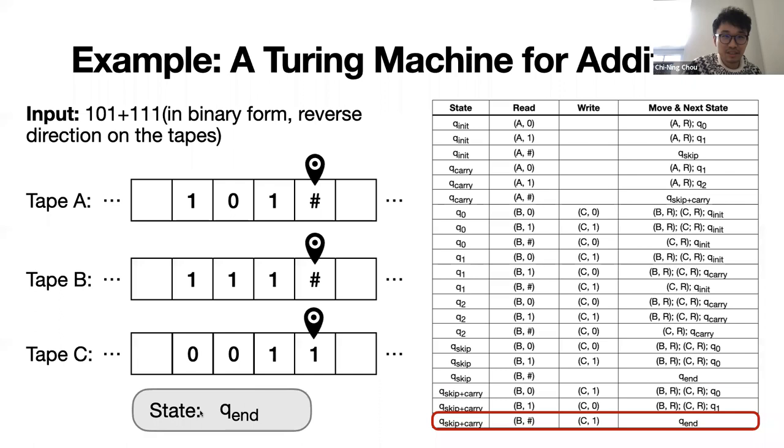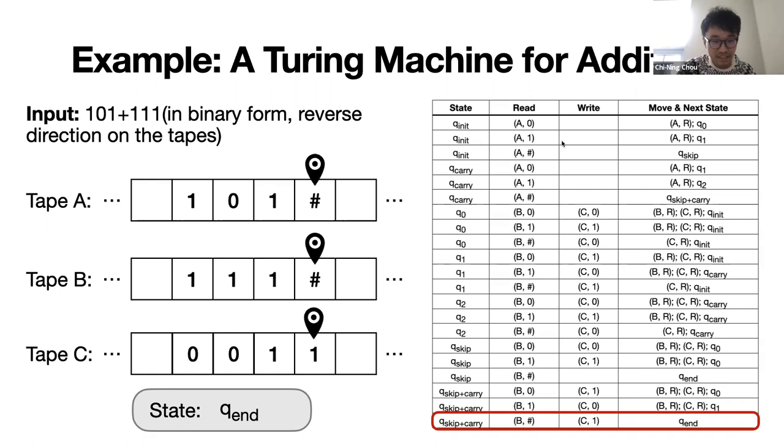indicating that, okay, I finished the calculation. And the final result when we read out from right to left, this is exactly 12, which is 5 plus 7. Yeah, so I hope this animation lets you have a feeling of what's going on in a Turing machine, rather than give you a formal mathematical definition.